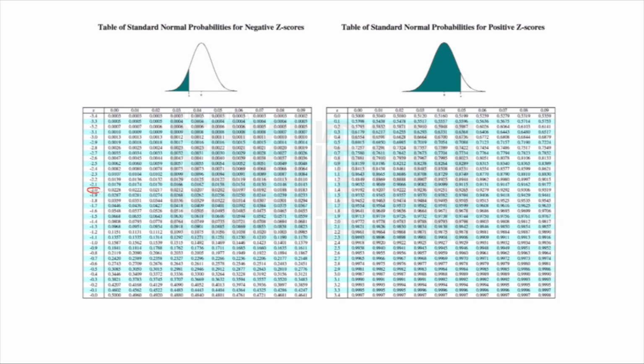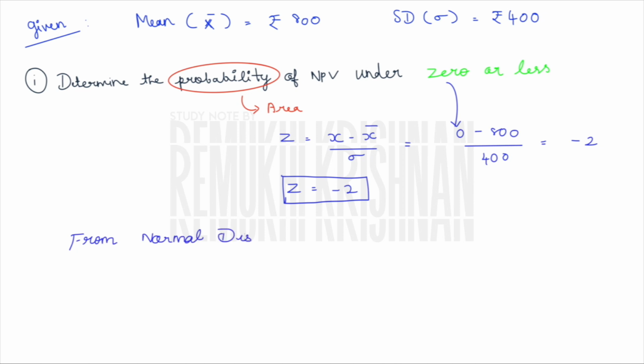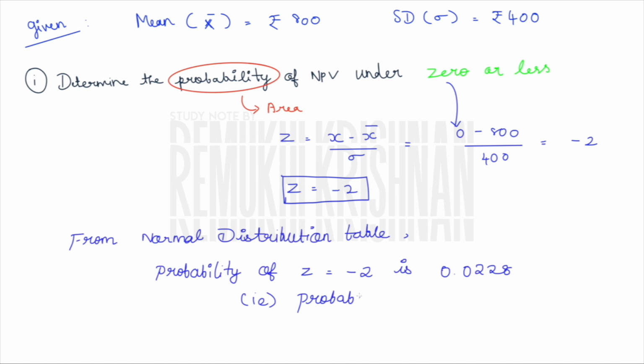What I require here is negative 2. So the negative 2 comes to be 0.0228. Yes. So for Z score negative 2, from our normal distribution table, we have found that the probability is 0.0228. One thing to be noted here is whatever answer you get, it is going to be less than 1, because if you remember, we have already discussed in previous videos that the area under this bell curve is going to be 1. So any probability you get is going to be less than 1.